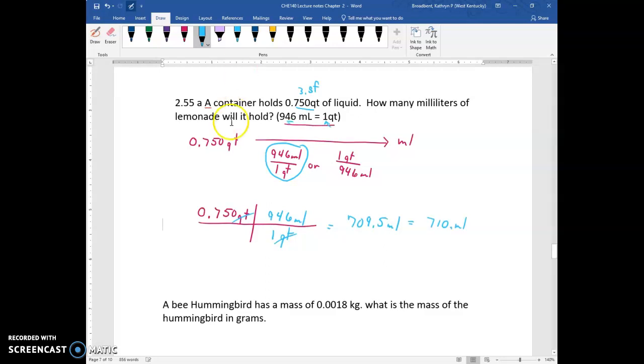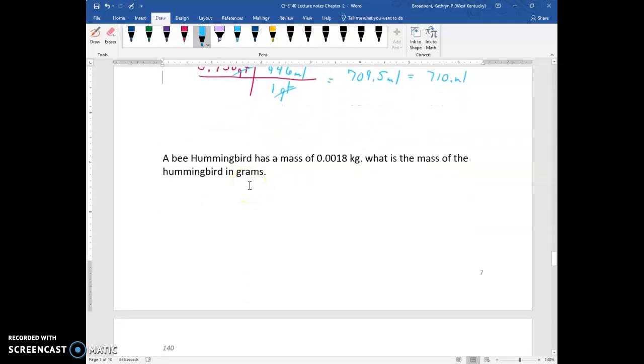A hummingbird has a mass of 0.0018 kilograms. What's the mass of the hummingbird in grams? So we're starting with kilograms. We'd like to know how many grams. We know that there are 1,000 grams in 1 kilogram. So we can write 1,000 grams over 1 kilogram, or 1 kilogram over 1,000 grams.